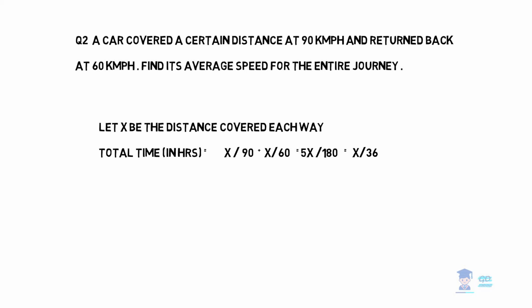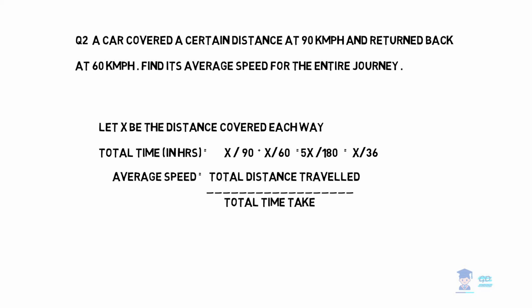Average speed is nothing but total distance traveled by total time taken. We all know that. So total distance traveled is 2x. Total time taken is x by 36. If you simplify this, you get 72 kilometers per hour. This is the average speed.